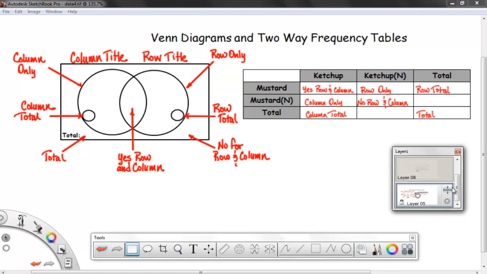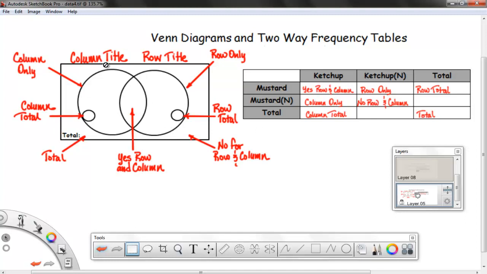Okay, welcome everyone. This is another video that's going to talk a little bit more about Venn diagrams and frequency tables. We've already covered how frequency tables work with Venn diagrams. So if I have a frequency table, how do I translate it to a Venn diagram? Now we're going to talk about having the Venn diagram, filling out the Venn diagram, and then how it translates back to the two-way frequency table.